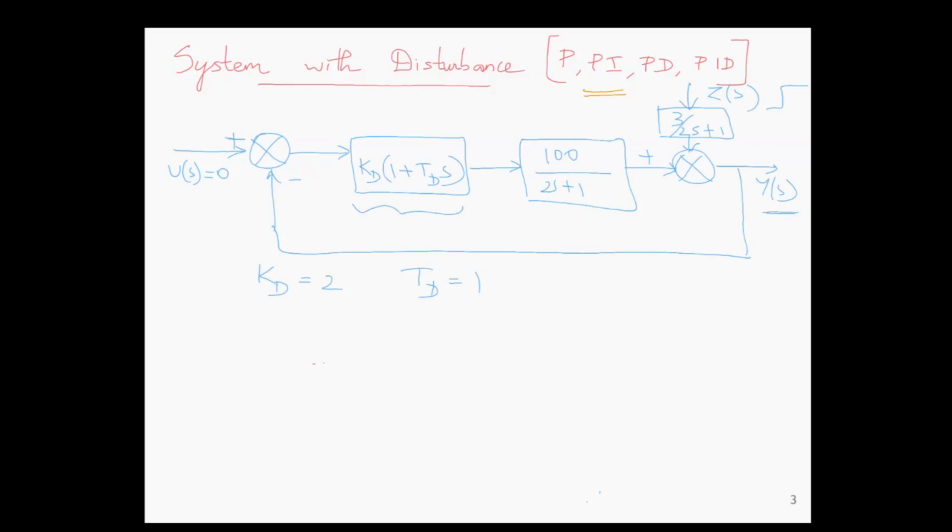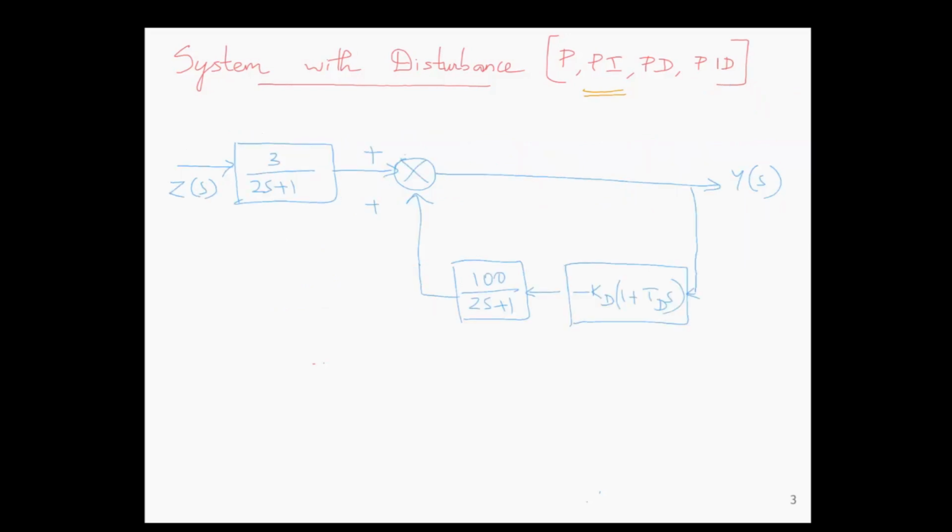Here the KD value is 2 and TD value is 1. After rearranging this block diagram, by reducing the positive feedback loop, this is the reduced form of the PD controller, minus 200 divided by (2s plus 1) into (s plus 1). Sorry, this is the reduced form of the two blocks in series. So the feedback path altogether will be minus 200 divided by (2s plus 1)(s plus 1).